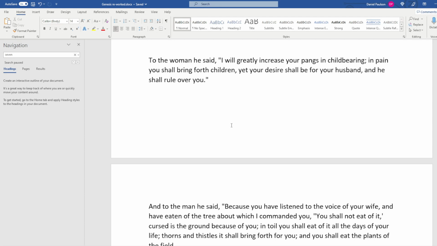To the woman, this is our subconscious. To the woman, he said, "I will greatly increase your pangs in childbearing. In pain you shall bring forth children. Yet your desire shall be for your husband, and he shall rule over you." Boom, right there. The husband rules over us. The conscious rules over the subconscious.